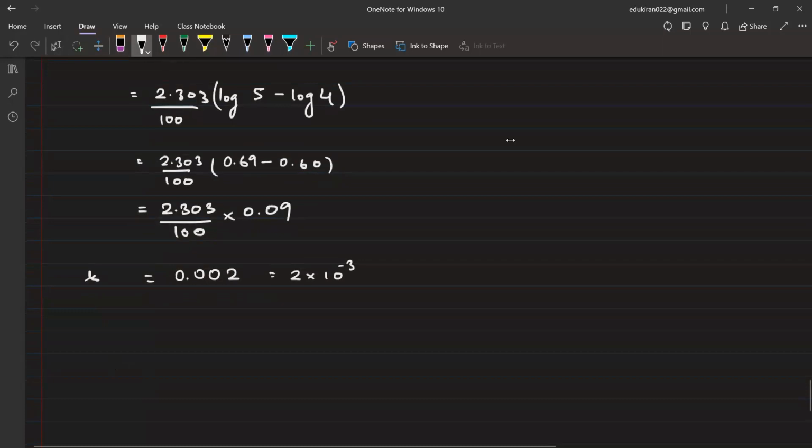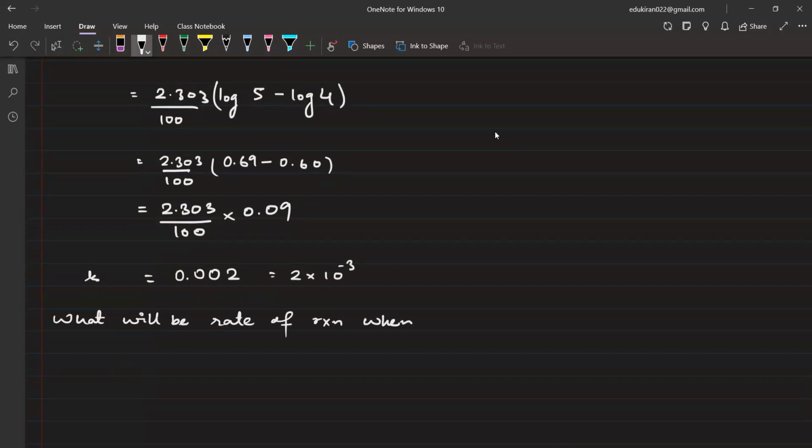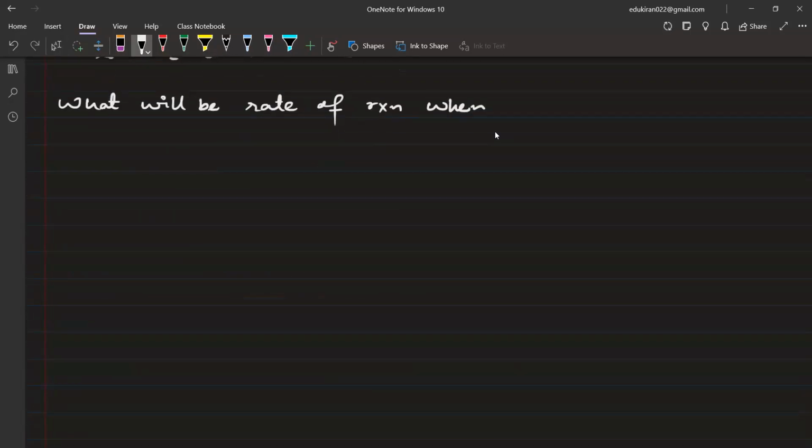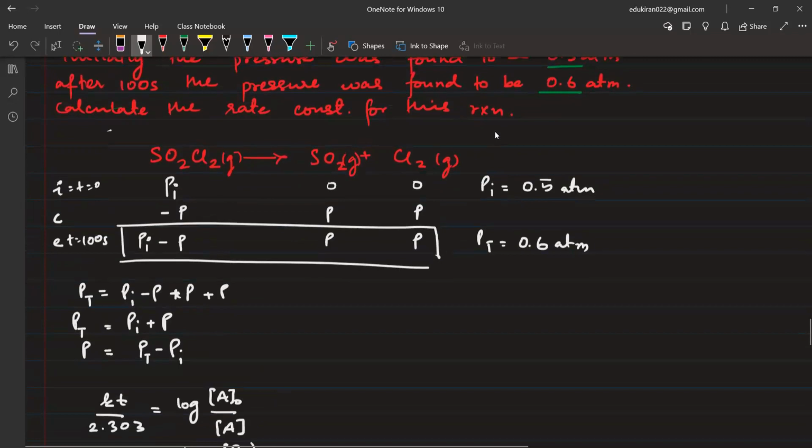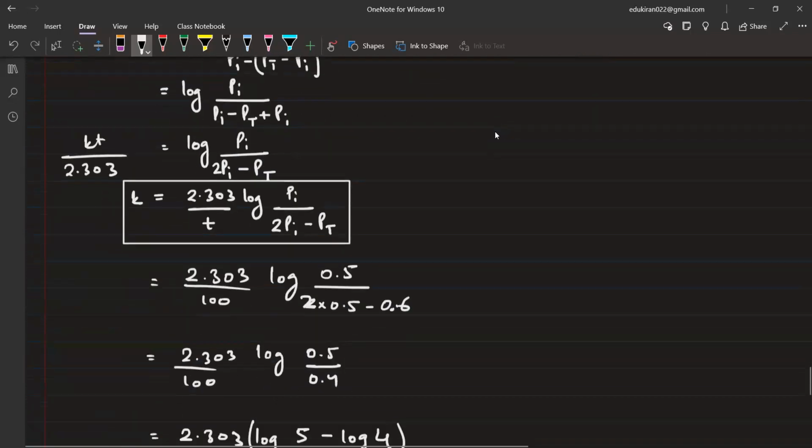इसके आगे सवाल जो है, they say that what will be the rate of reaction when total pressure is 0.65 atm. टोटल प्रेशर कितना है? 0.65 atm. जो चीज ध्यान रखने वाली बस आपके पास है कि at equilibrium आपके पास क्या है? Pi minus P, and P is equal to what? Pt minus Pi. ठीक है, at equilibrium.